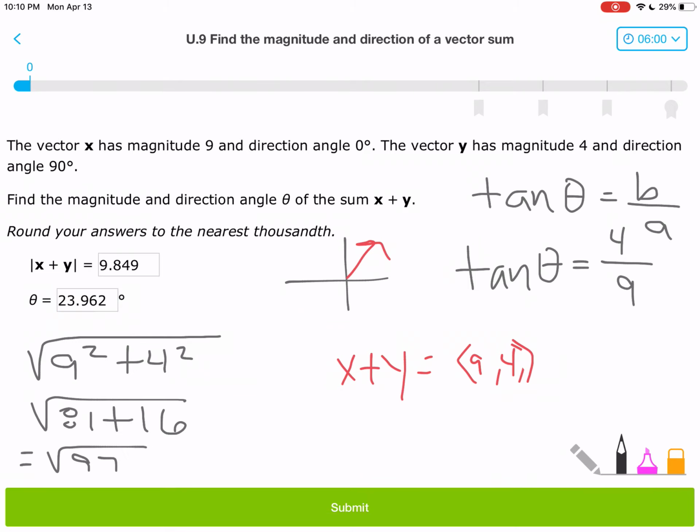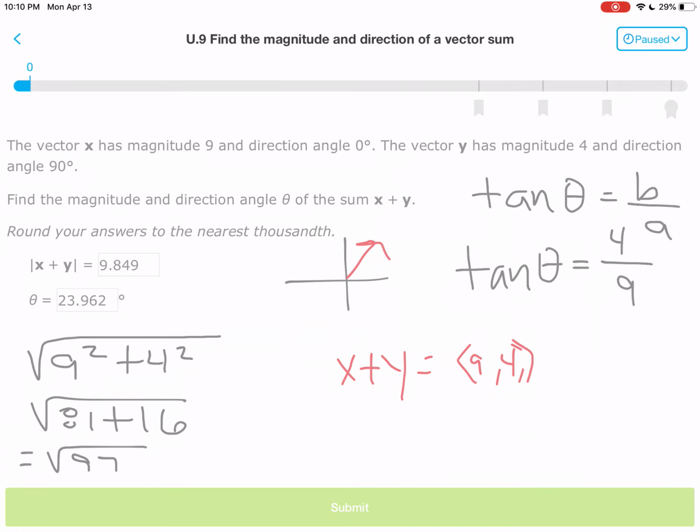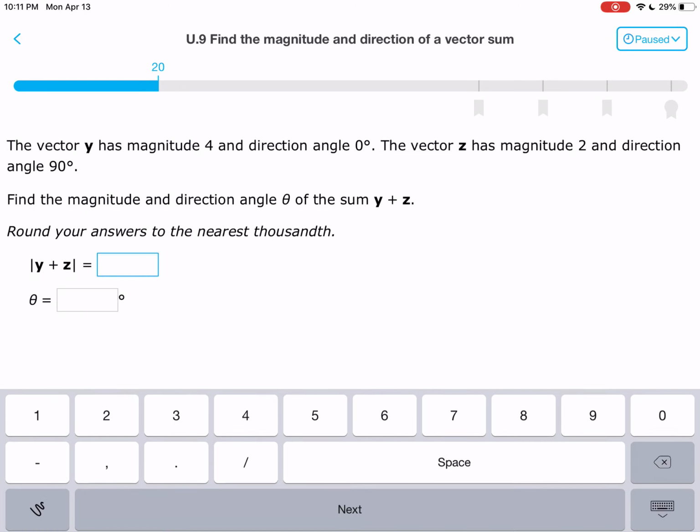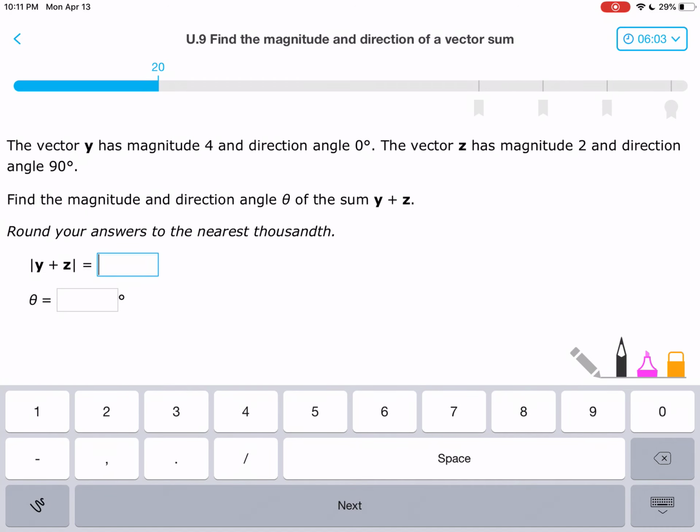Just to review what we've done: first we converted our x and y into component form with the vertical and horizontal components, so I could easily add them, and then after adding them, I calculated the magnitude and direction angle. Perfect. As you continue this lesson, you're just going to continue to do that same thing.